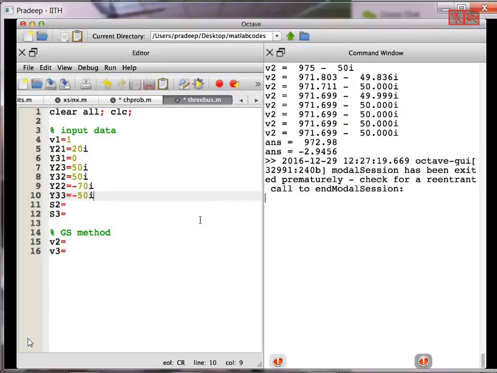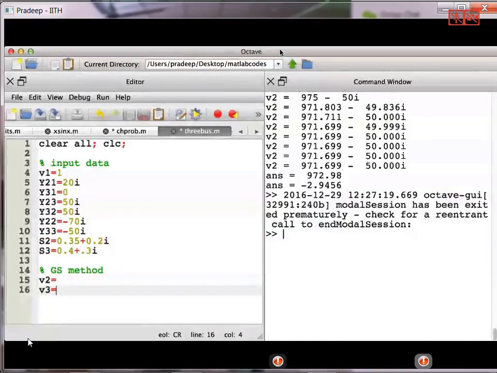So this is the data that I am entering. Now what is S2? 0.35 plus 0.2j. S3 is 0.4 plus 0.3j. So once I have these values, I'll just enter the formulas for my problem.